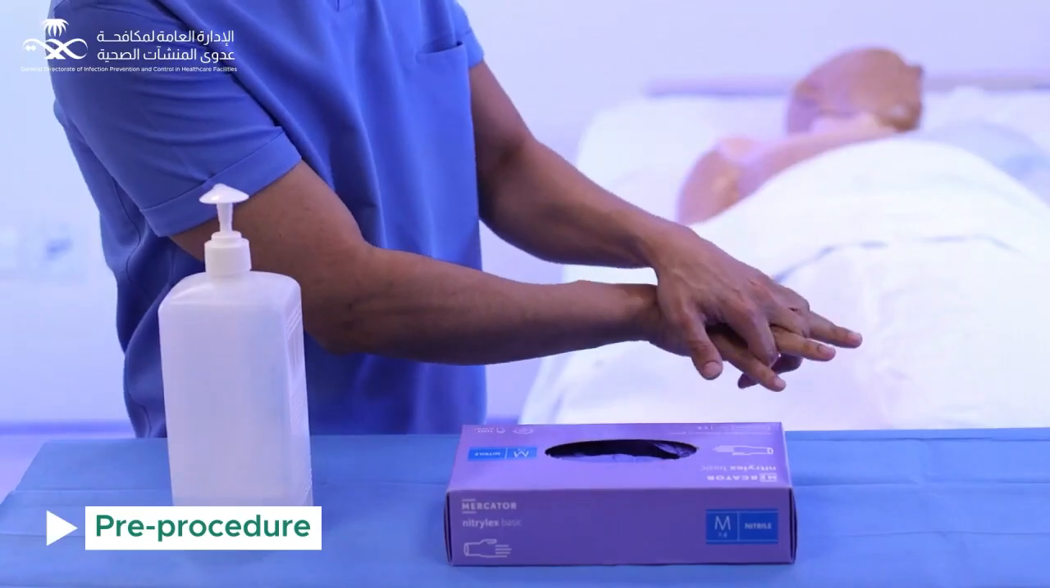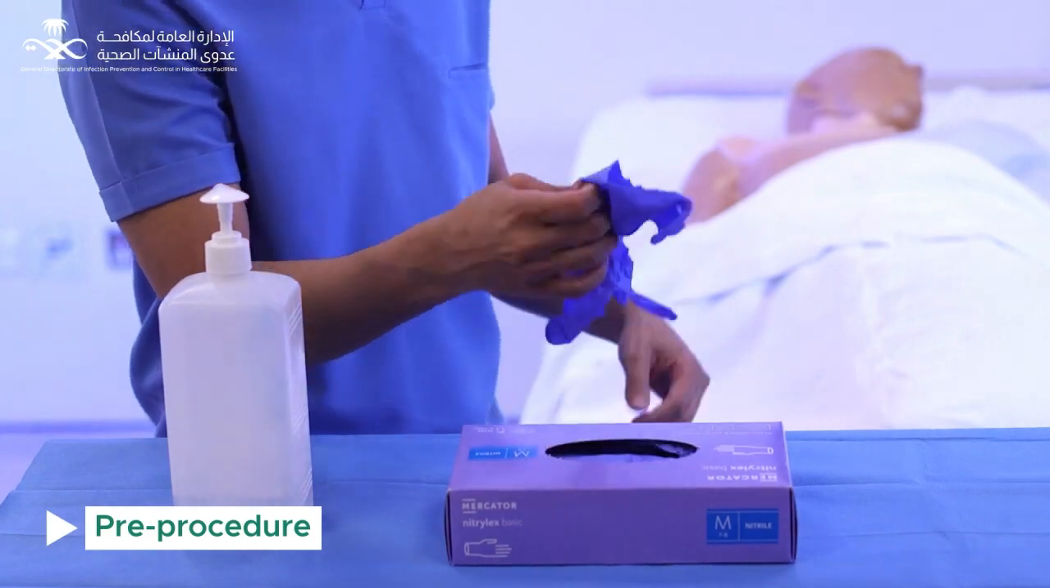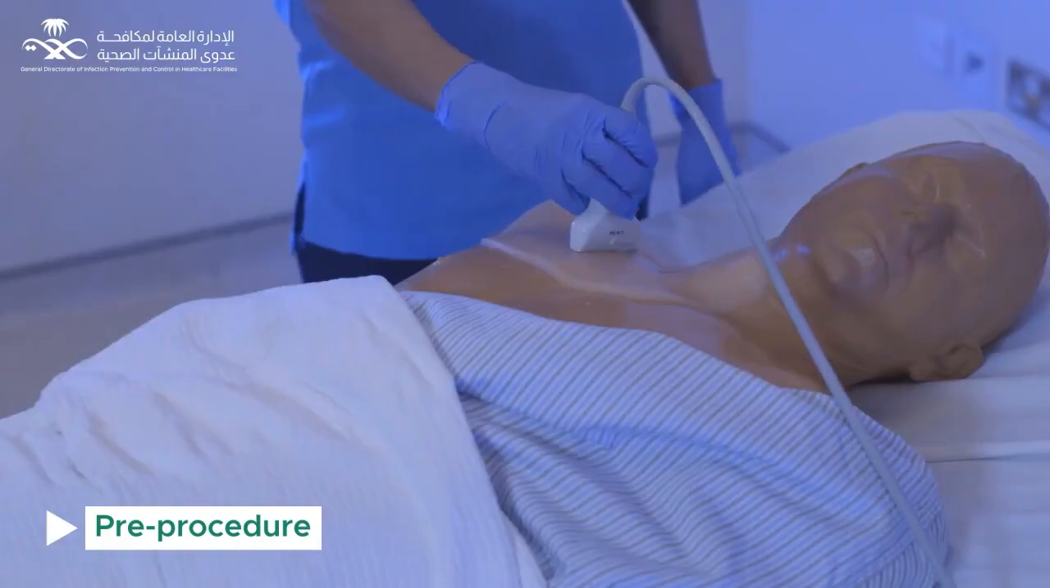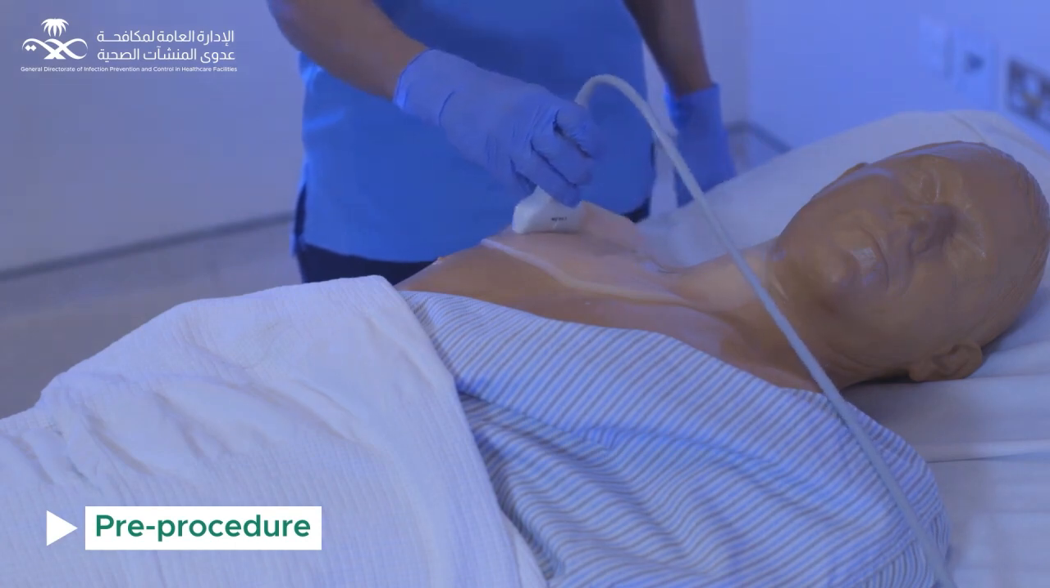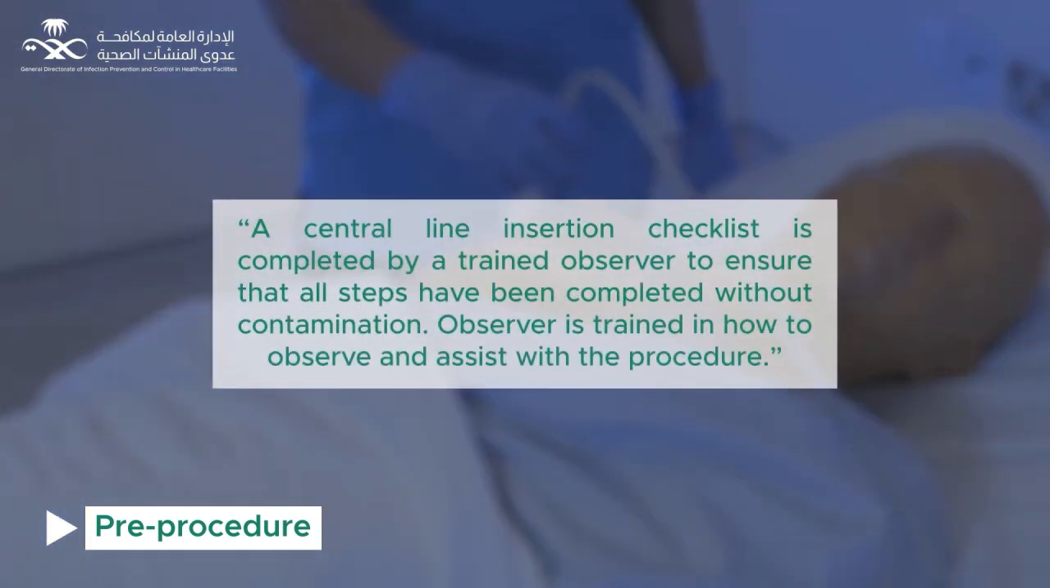Use alcohol-based hand rub plus clean gloves, non-sterile technique, and perform ultrasound scan to define anatomy and check patency of the vessel. A central line insertion checklist is completed by a trained observer to ensure that all steps have been completed without contamination. The observer is trained in how to observe and assist with the procedure.